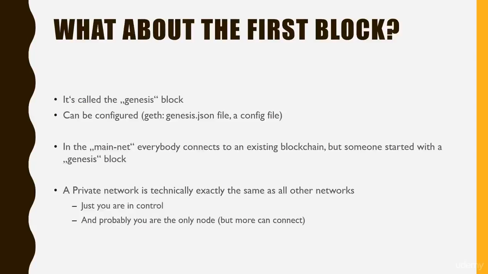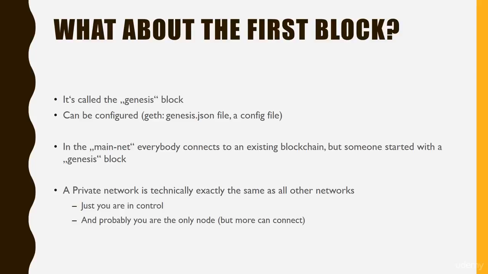But what about the first block? The first block is called the Genesis block. It can be configured in Go Ethereum, and we will talk about this later. It's called the Genesis JSON file, which is a configuration file. In the mainnet, everybody connects to an existing blockchain, but someone had to start with the Genesis block.